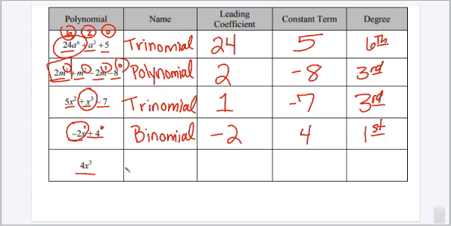And then this one, hopefully you saw, was a monomial. The leading coefficient is 4 because there's only one term. There is no constant term, so the constant term is 0. And it is a third degree.